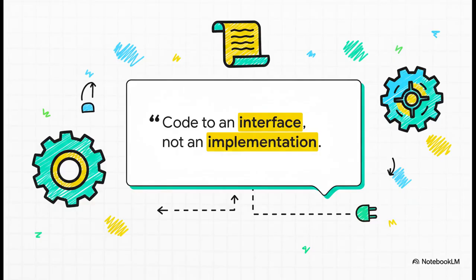And all of this brings us to one of the most foundational principles of good software design: code to an interface, not an implementation. What does that really mean? It means by depending on the contract, the interface, instead of a specific concrete class, you make your code incredibly decoupled. You build systems where parts can be swapped out, testing becomes way simpler, and your entire application is just more flexible and more resilient. Interfaces aren't just a feature of Java. They're a philosophy for building software that's meant to last.